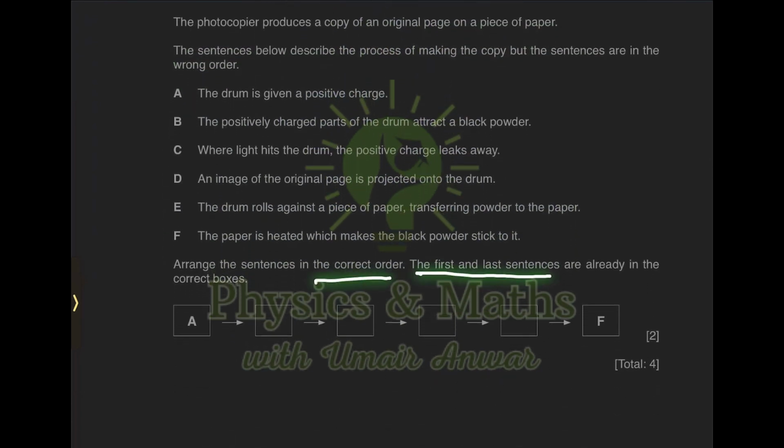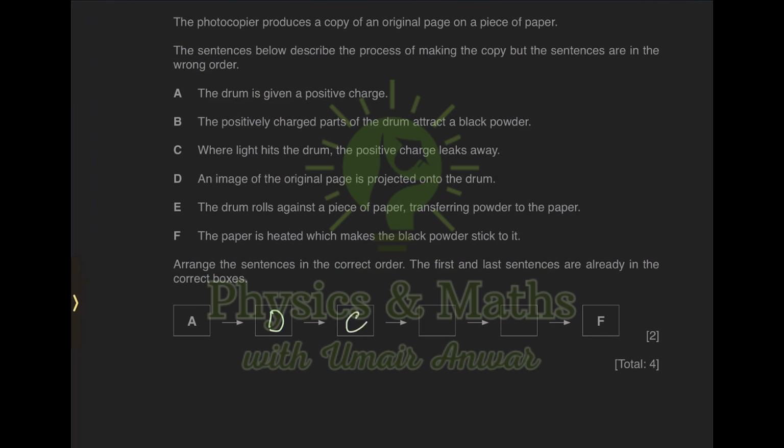The first and the last sentences are already in the correct boxes. So the procedure starts with sentence A. The drum is given a positive charge. So when it is positively charged, the next thing which is going to happen is an image of the original paper is projected onto the drum. So I'm going to write a D over here. The image of the original paper is projected onto the drum. Then the next thing, where the light hits the drum, when the image is projected, the light is going to hit certain parts of the drum. Where light hits the drum, the positive charge leaks away. So this is going to be the next step.